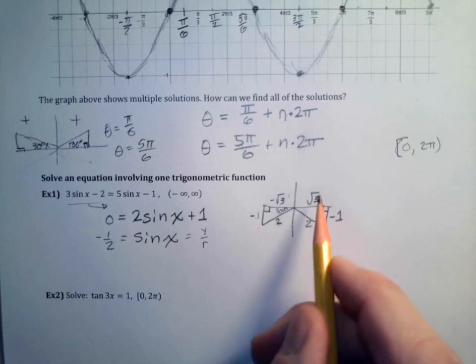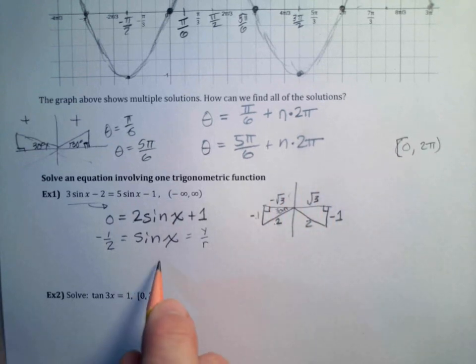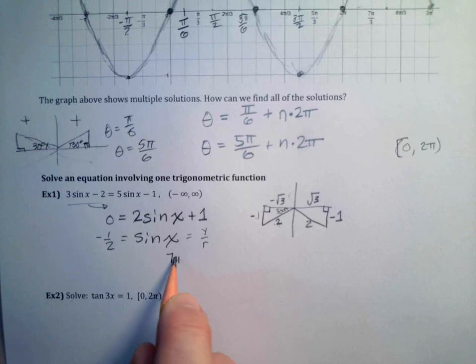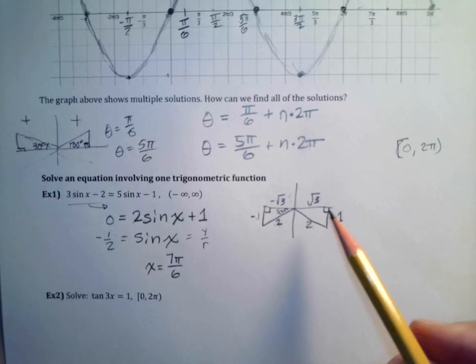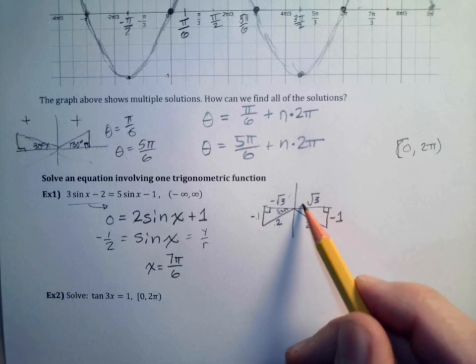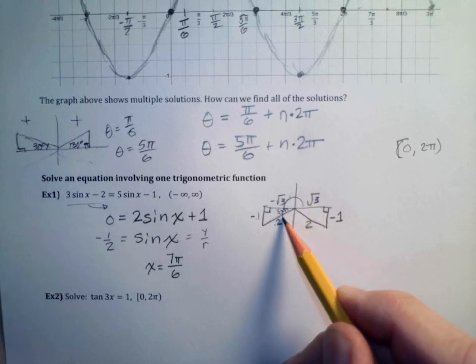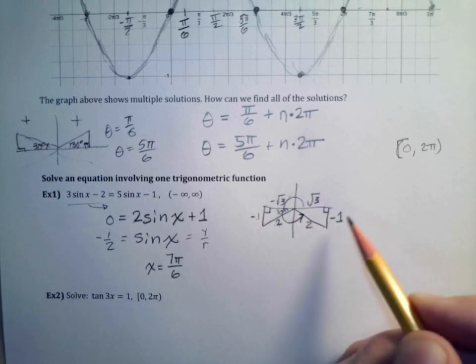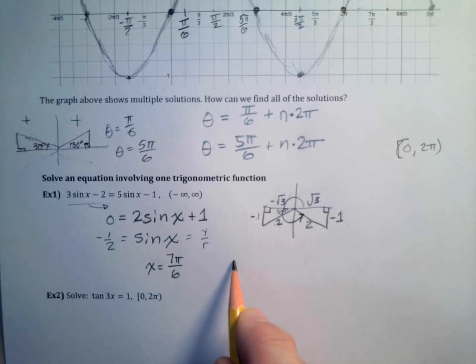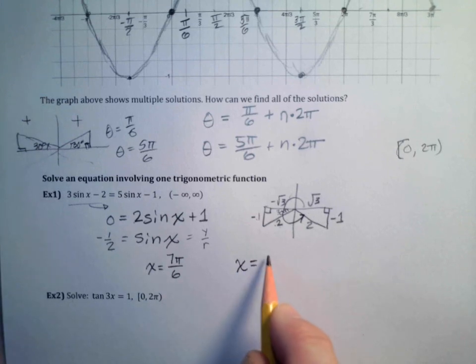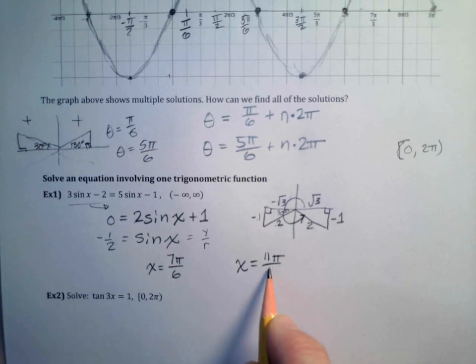So what will that be? So this will be 7 pi over 6, x is equal to 7 pi over 6. And then what will this one be? So going from here all the way over to there, that is just pi over 6 shy of 2 pi. So that's x equals 11 pi over 6.